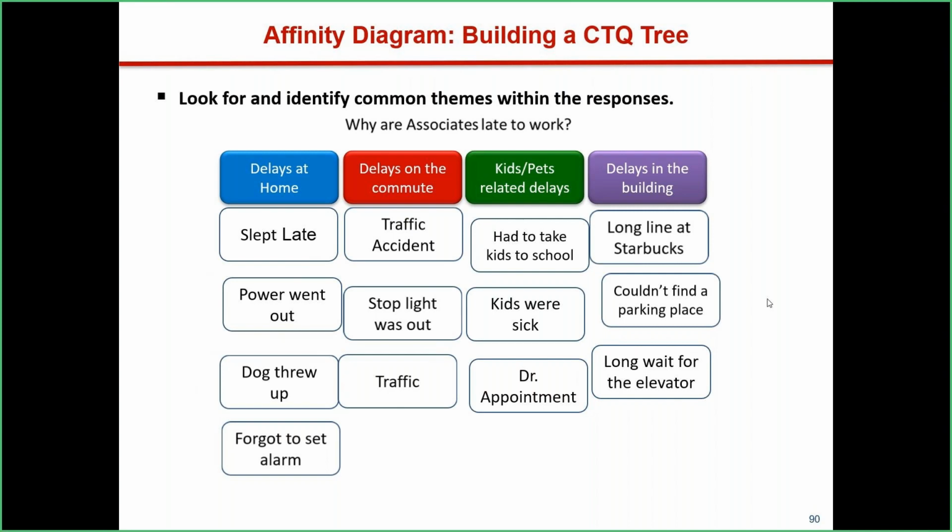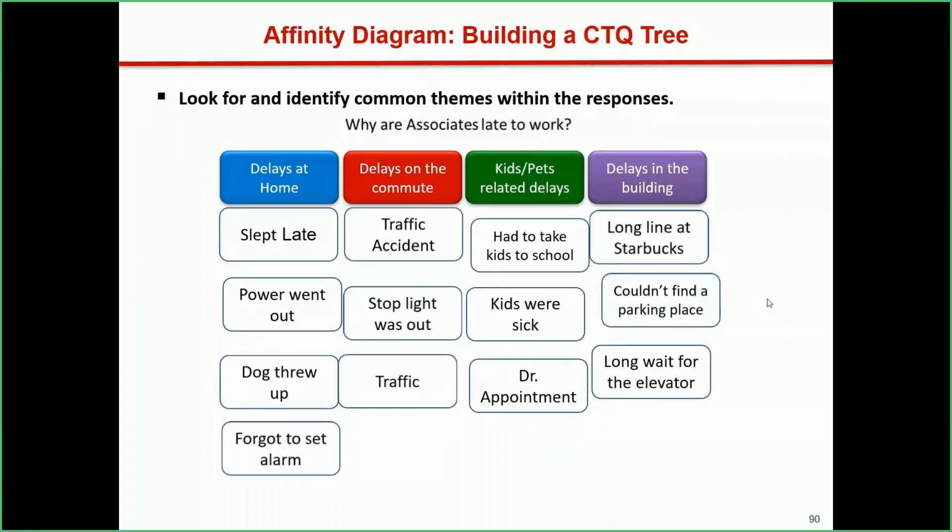Now I'm able to identify what can be controlled and what cannot be controlled. So delays at home: slept late, power went out, dog threw up, forgot to set alarm. I don't have complete control over those as the office owner or the company owner. Delays on commute: traffic accident, stoplight was out, traffic. Kids related, delays in the building. So as a company owner, what I can do is, there's always a long line at Starbucks, so I don't get my coffee, and I need a dose of caffeine in the morning when I get up or reach the office.